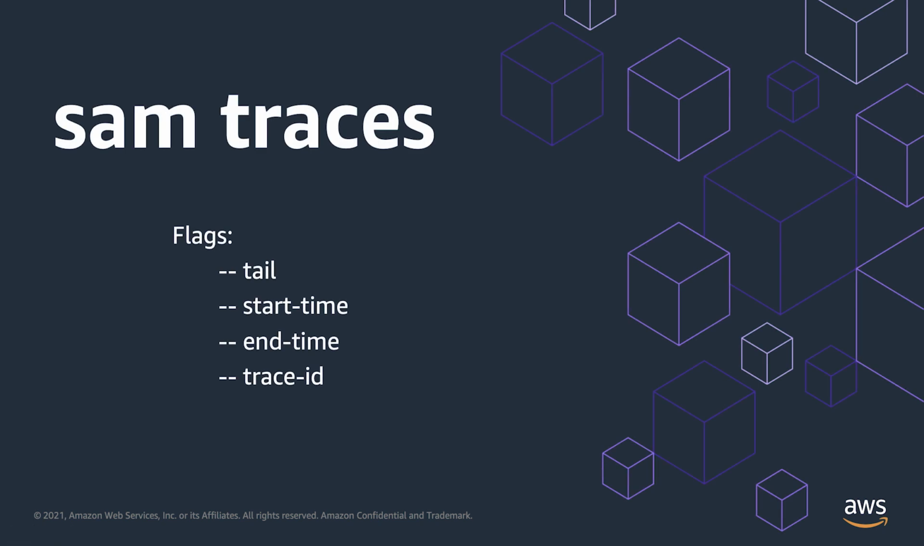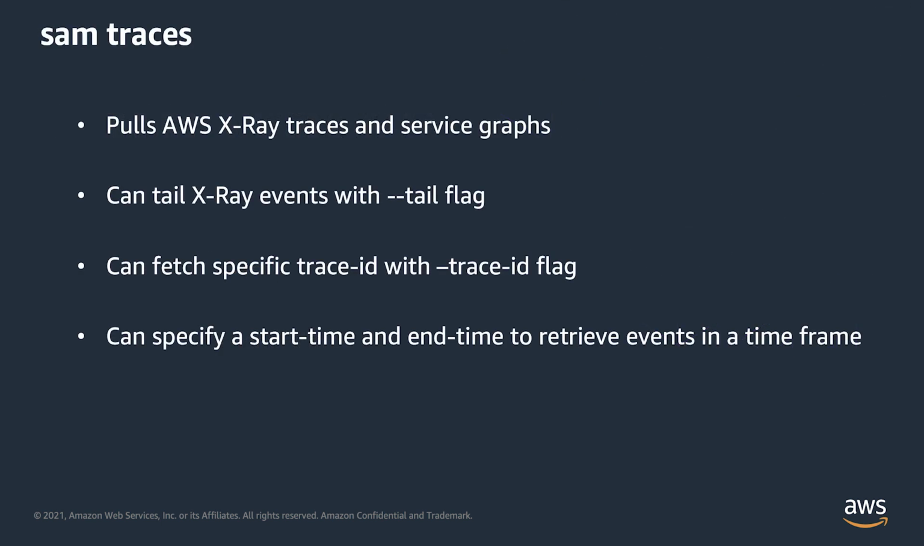The final feature we'll cover today is SAM traces. SAM traces integrates with the AWS X-Ray service to produce traces and service graphs in your local terminal. You can tail X-Ray events with a tail flag, and you can fetch specific trace IDs with a trace ID flag. You can also specify start times and end times to retrieve events in a given time frame.